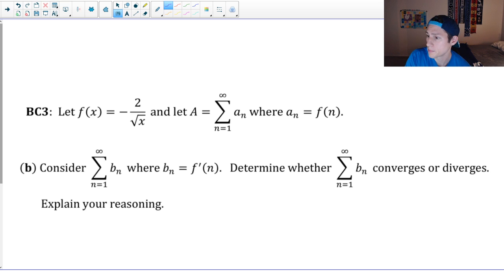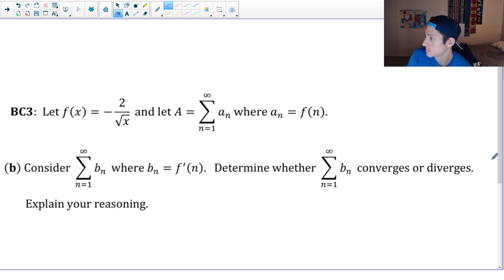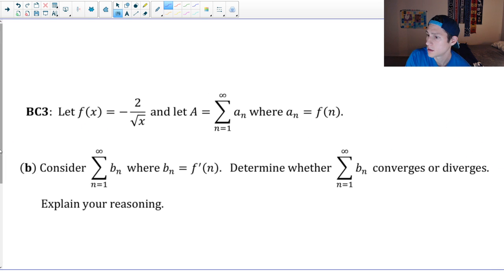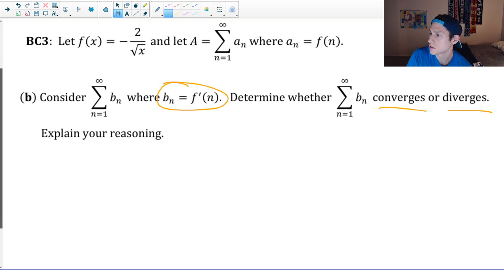Part B. Oh no. Okay, consider the series from 1 to infinity of Bn, where Bn is f prime. Determine whether this converges or diverges. Explain your reasoning. Okay, so first thing I want to do is figure out what is f prime.